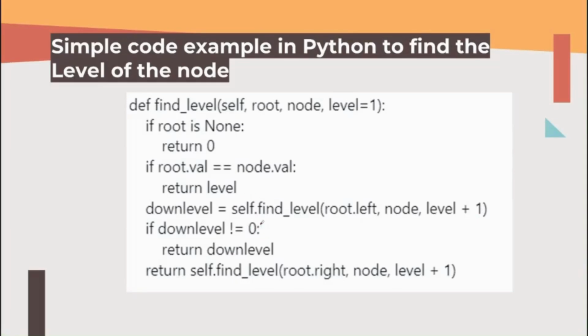If it is not equal to 0, then return the down level. That means we are finally returning the level present at find_level, root.right, node value, level plus 1.